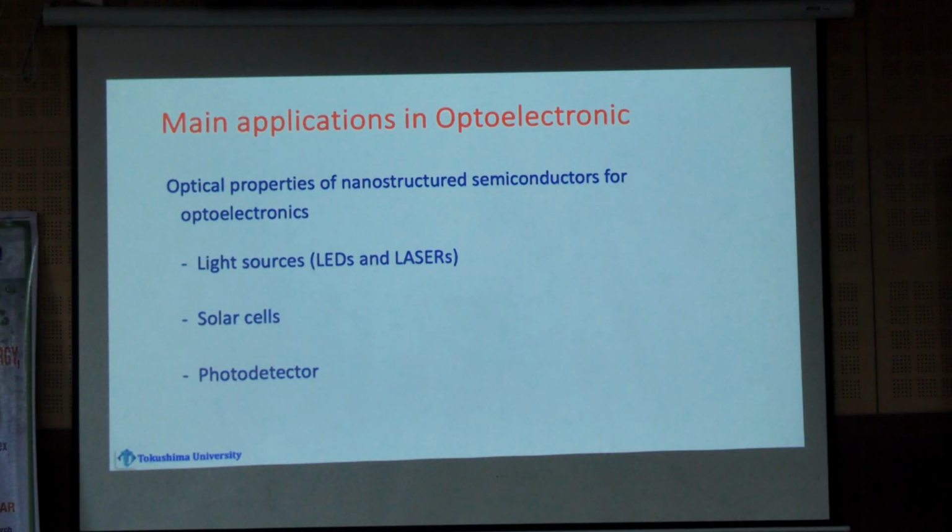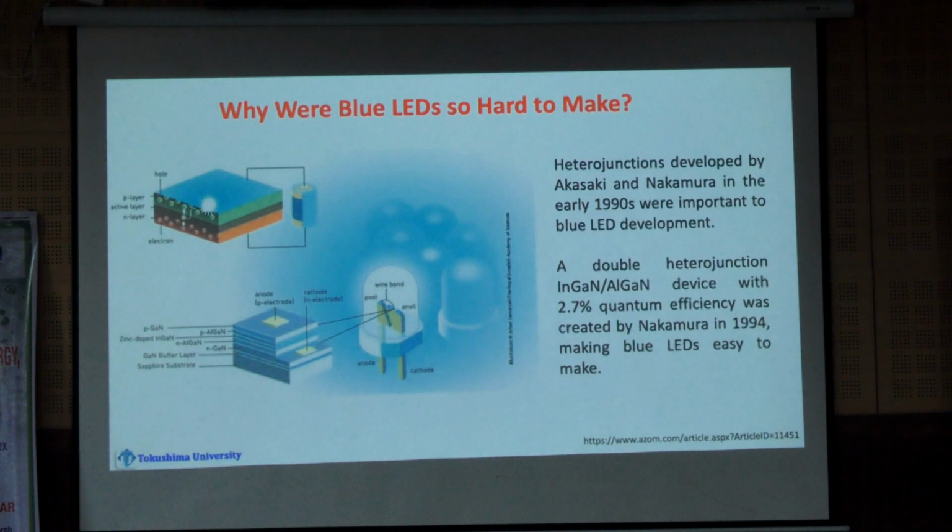And then the next lecture was about the application in optoelectronics. So I explained to you 3 different types of application. One was light sources, that is LEDs, solar cell, and photodetector. So we have seen how the blue LED was created, how they got the Nobel Prize, what was the importance of this blue LED and why they got the Nobel Prize, what was the new thing in the LED.